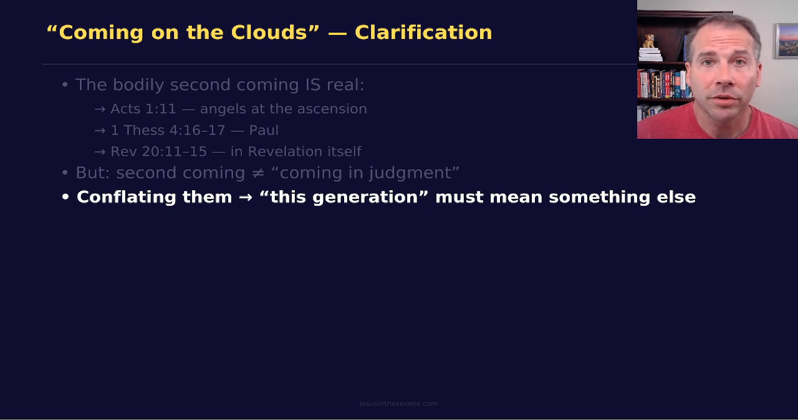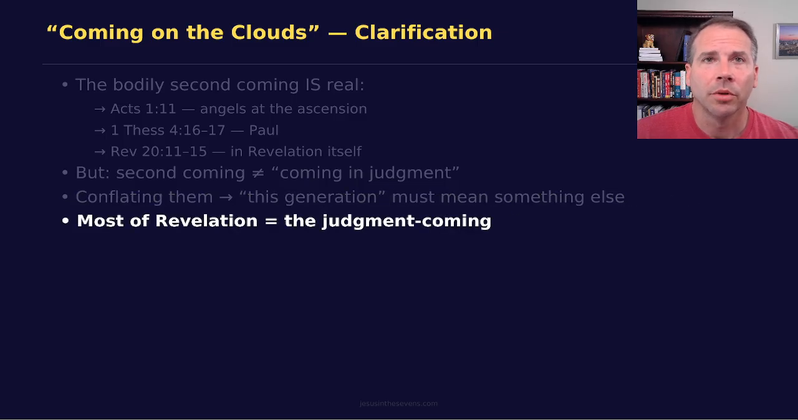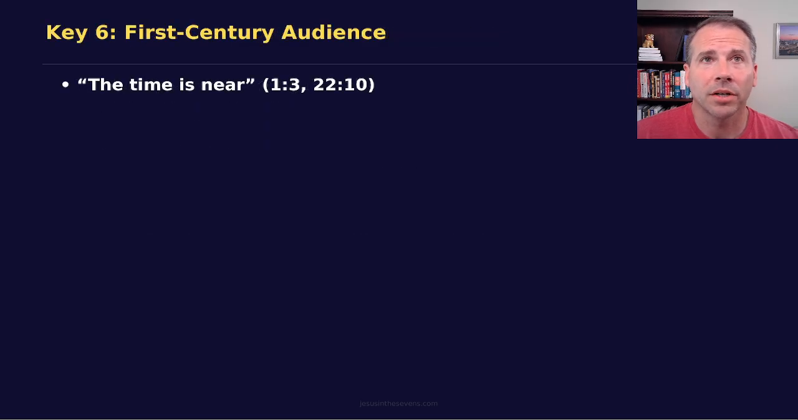The judgment, the bowls of wrath, that's what was being alluded to and prophetically seen at the time of Jesus, looking forward to the full destruction of the Old Covenant and the destruction of the temple and Jerusalem. Okay, so we don't want to conflate those. Most of Revelation is about the judgment coming, not the second coming. All right, key number 6, first century audience.